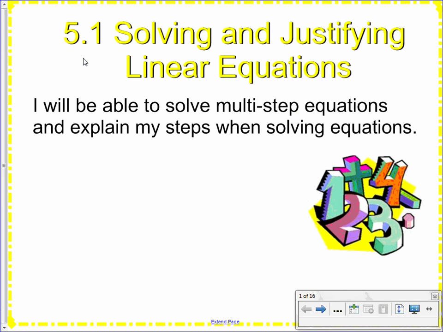Today you'll be doing 5.1 solving and justifying linear equations. At the end of this lesson you will be able to solve multi-step equations and explain your steps when solving equations.